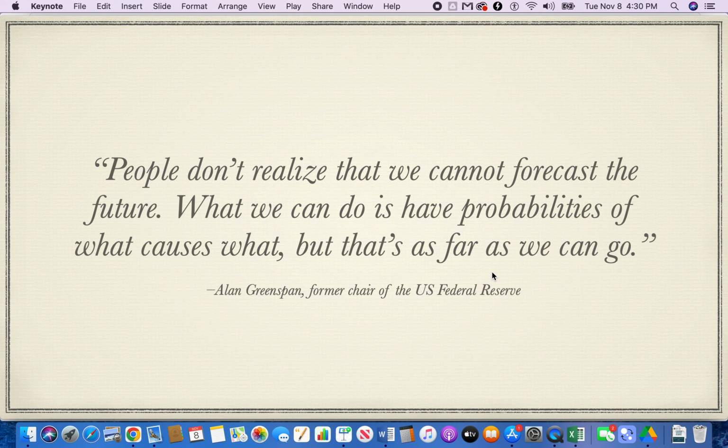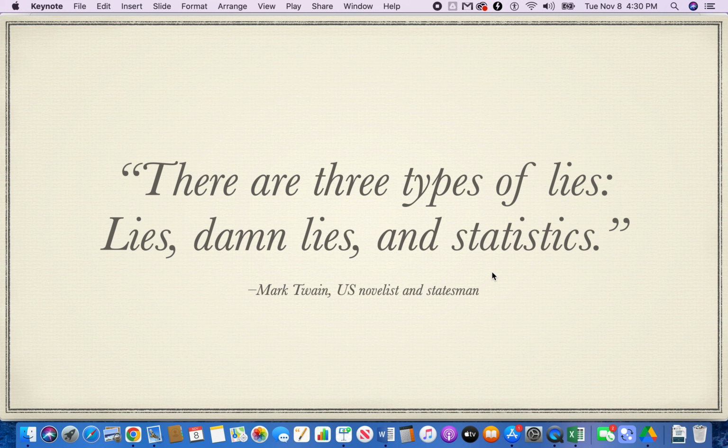Here's a nice quote from Alan Greenspan, the former chair of the U.S. Federal Reserve. They handle the major money of the country. And he said, people don't realize that we cannot forecast the future. What we can do is have probabilities of what causes what, but that's as far as we can go. And then there's Mark Twain, a famous U.S. novelist and statesman who said, there are three types of lies: lies, damn lies, and statistics. Mark Twain was a humorist.